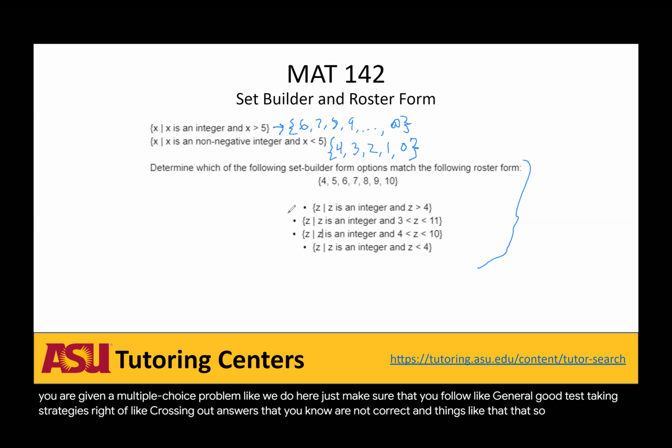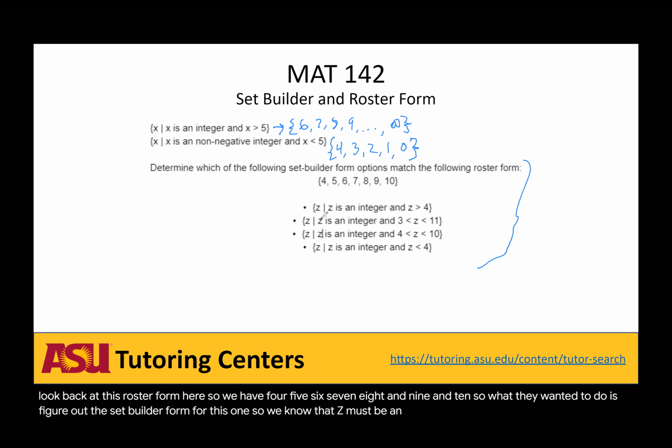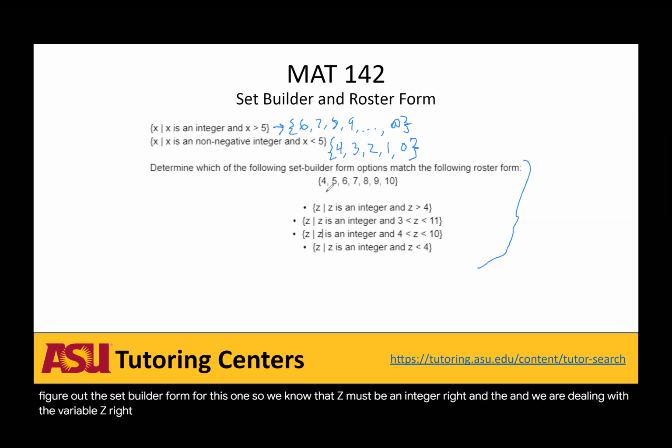So I digress. Let's look back at this roster form here. So we have 4, 5, 6, 7, 8, 9, and 10. What they want us to do is figure out the set builder form for this one. So we know that Z must be an integer, right? And we are dealing with the variable Z, right? So we know that that's all consistent. Really what we're focusing on here is the right part of these set builders, right?